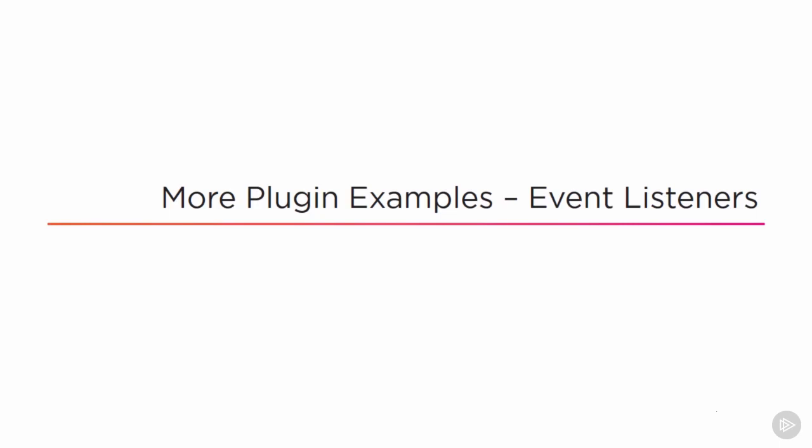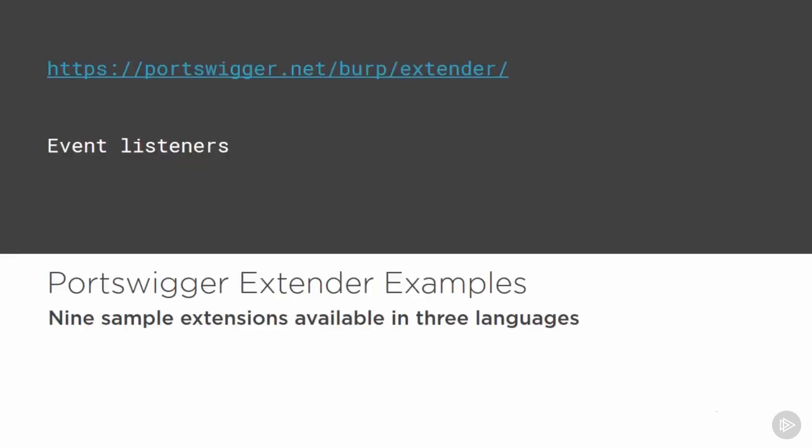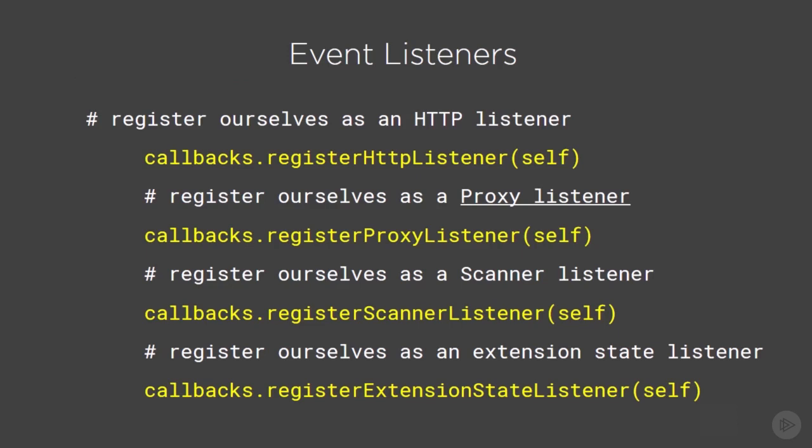Continuing with more code samples, let's understand the very heart of how the Burp API interaction can work by looking at event listeners. This time we're looking at the event listeners from a Python perspective. We're going to download this extender from the same location that we did when we looked at it from a Java perspective. Now here the event listeners are going to include an HTTP listener, a proxy listener, a scanner listener, and an extension state listener.